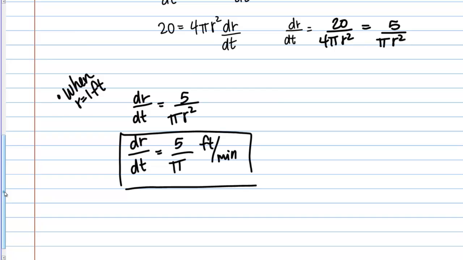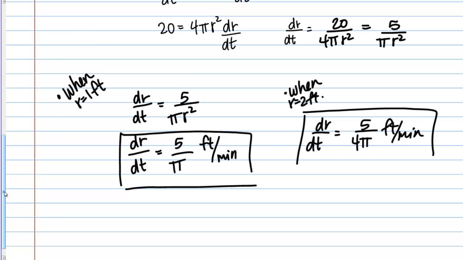And then the other piece of information we're asked about is when r equals 2. Okay, so once again, we're just plugging in here. So 5 over pi times 2 squared would be 4, so this would be 5 over 4 pi feet per minute. All right, and these are our final answers. These were the rates of change that we were looking for.